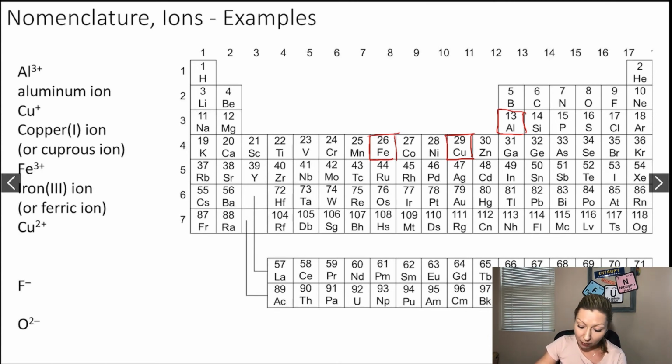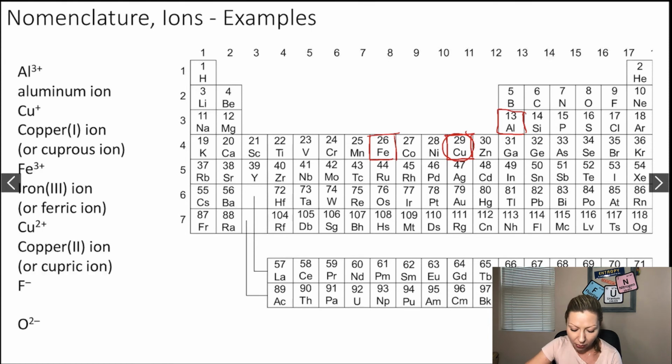Okay, copper 2+, we are back to copper. So it should be really simple, right? It's the same metal right here. I have to use the Roman numeral to show the charge. So it's copper 2 ion. It is also called cupric ion.